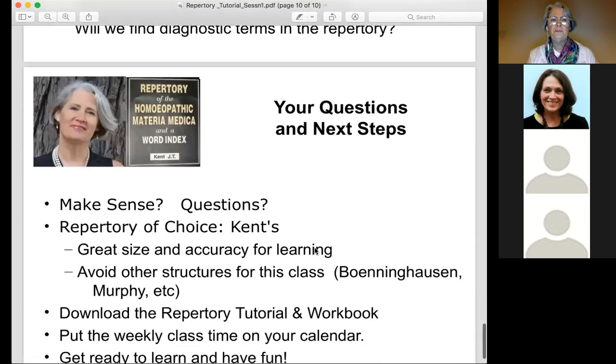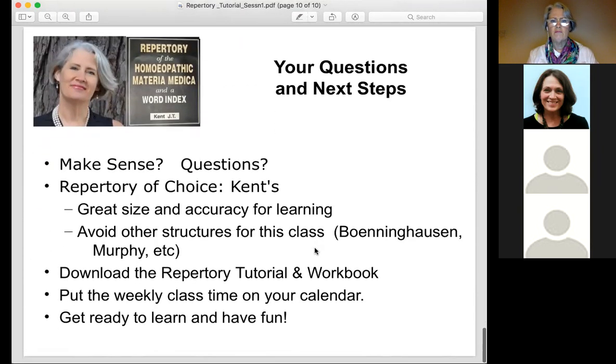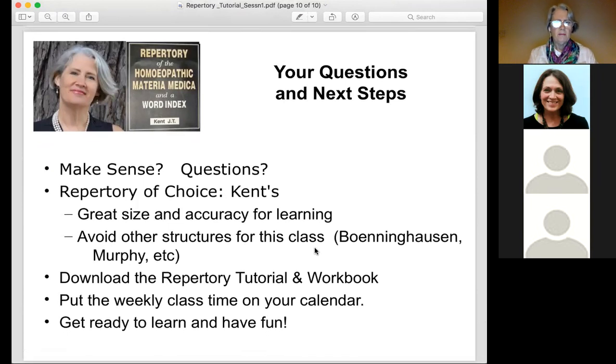Okay. So, we've talked about the relationship from a proving into the repertory and from the symptoms of the proving into statements, little sound bites that we can grab easily. We talked about how diagnostic terms aren't likely to be there. And we talked about how the repertory was built when Hahnemann got to the point where he just couldn't keep it all in his head anymore. So this is the basis that we're going to be working from.